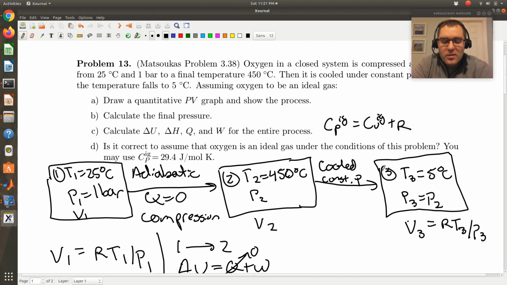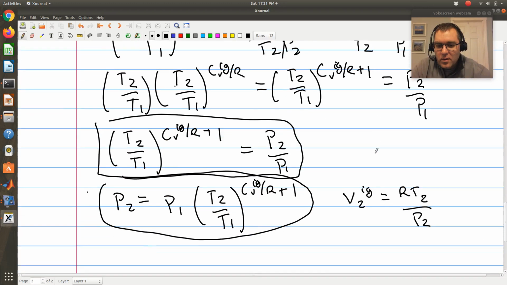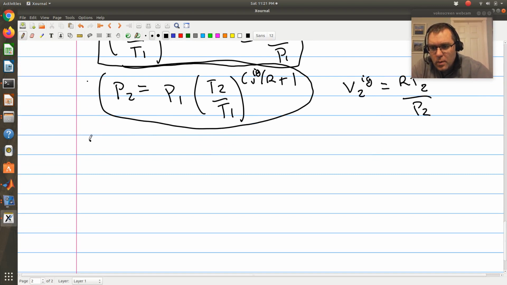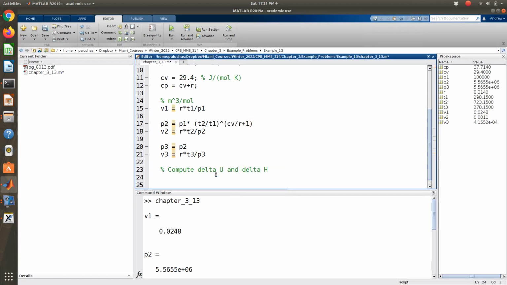So delta U is nothing more than CV delta T. You could quickly work out that if I did CV delta T for the entire process, it's the same as if I did it for the two intermediate steps and added them together. So delta U would be nothing more than CV times T3 minus T1, and delta H would be Cp times T3 minus T1, where Cv is equal to Cp minus R. So if I come back up here, these will be in units of joules per mole based on how we have them.